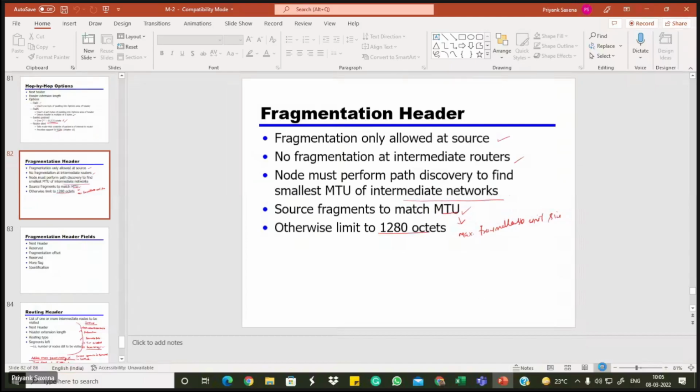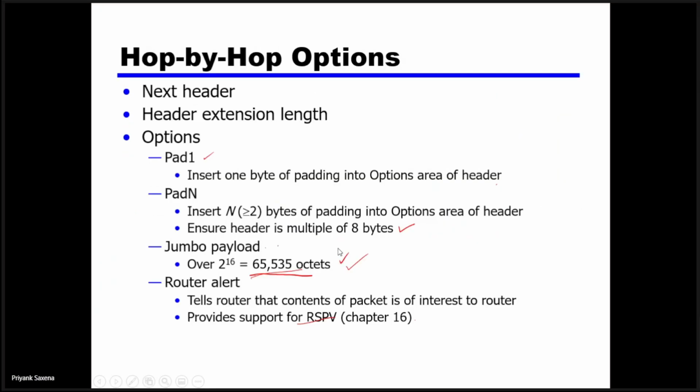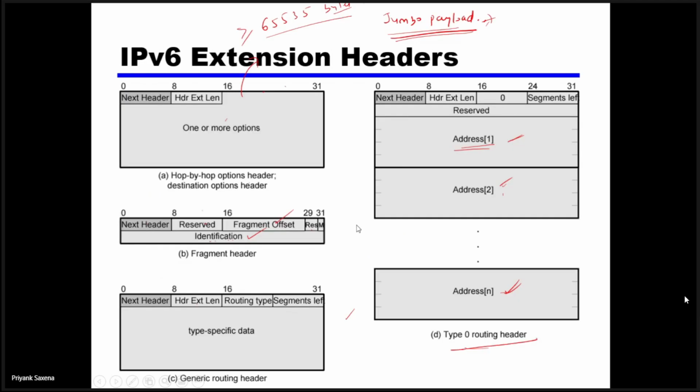Good morning. Okay, so we were discussing these extension headers of IPv6, right? So these are all extension headers like hop by hop option header, fragment header, routing header, right?